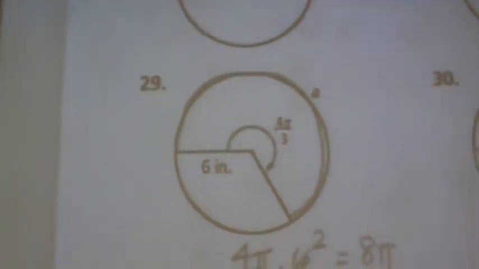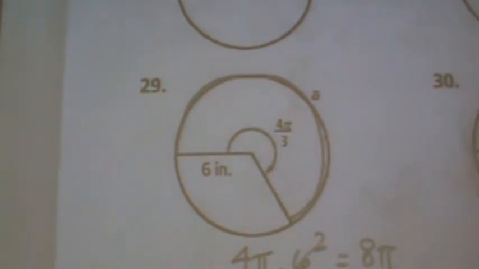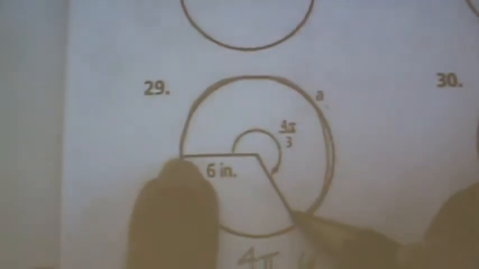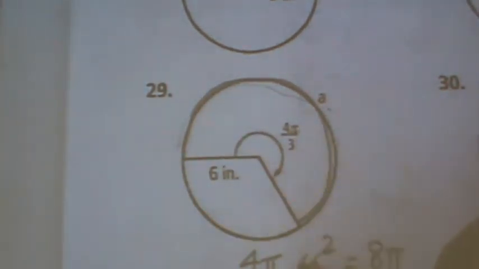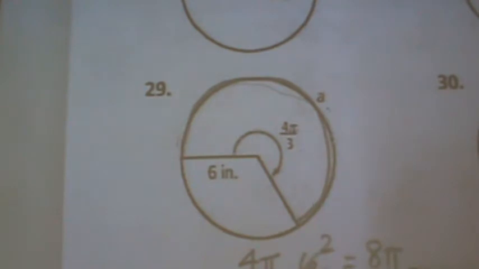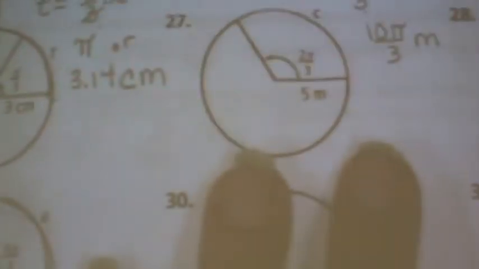Next one, these were pretty straightforward. They want to know what A is. This is A from here to here, all this part right here. If this angle is 4 pi over 3, multiply that by 6 and you get 8 pi. So in 28, don't they want the circled part? Yeah, I just said if they didn't.